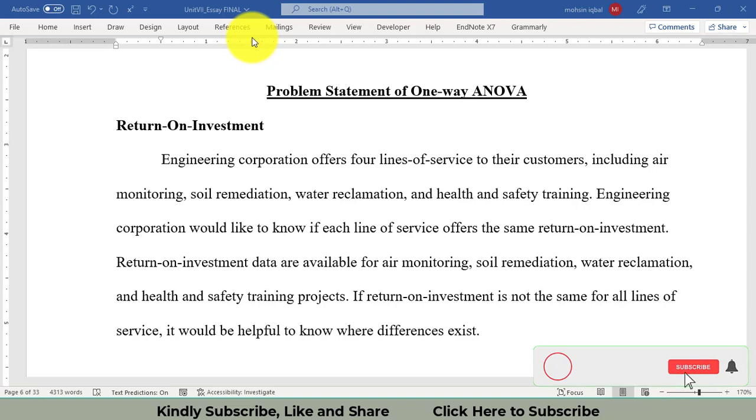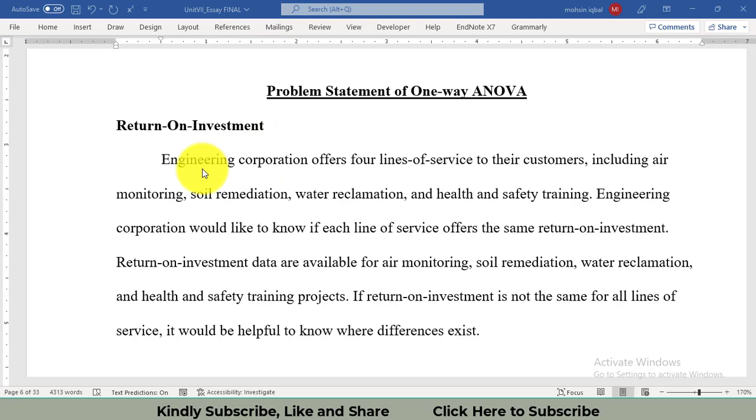We will discuss the problem statement, hypothesis formulation based upon the problem statement, then solving the problem in Excel and Minitab, and interpretation of the results. Based upon the interpretation, we will conclude and give our remarks. At the end of this video, I will give a recommendation regarding this specific problem. So let's start the video.